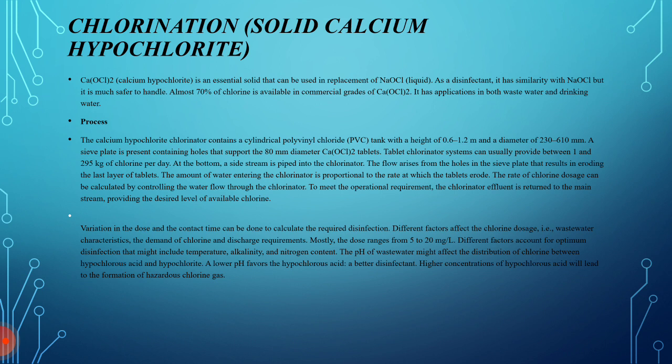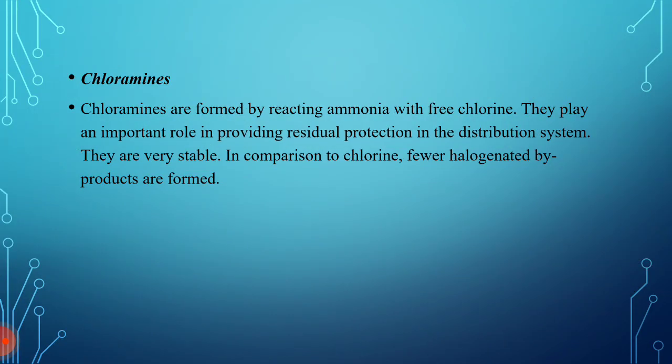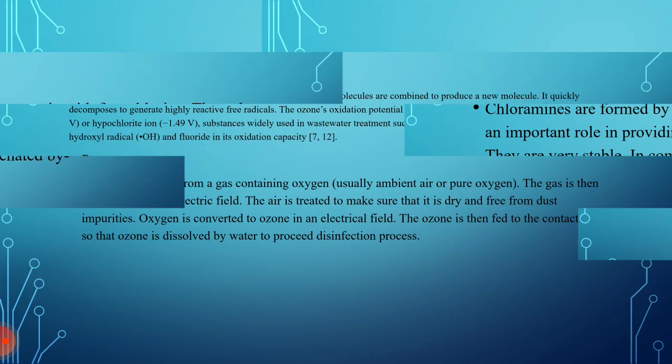The pH of wastewater might affect the distribution of chlorine between hypochlorous acid and hypochlorite. A lower pH favors hypochlorous acid, a better disinfectant. Higher concentration of hypochlorous acid will lead to formation of hazardous chlorine gas. Chloramines are formed by reacting ammonia with free chlorine. They play an important role in providing residual protection in distribution systems. They are very stable in comparison to chlorine. Fewer halogenated byproducts are formed.